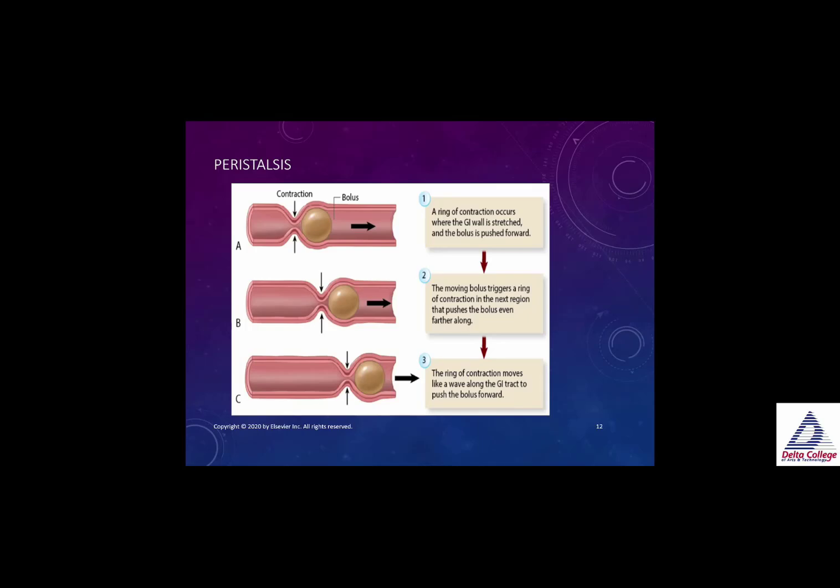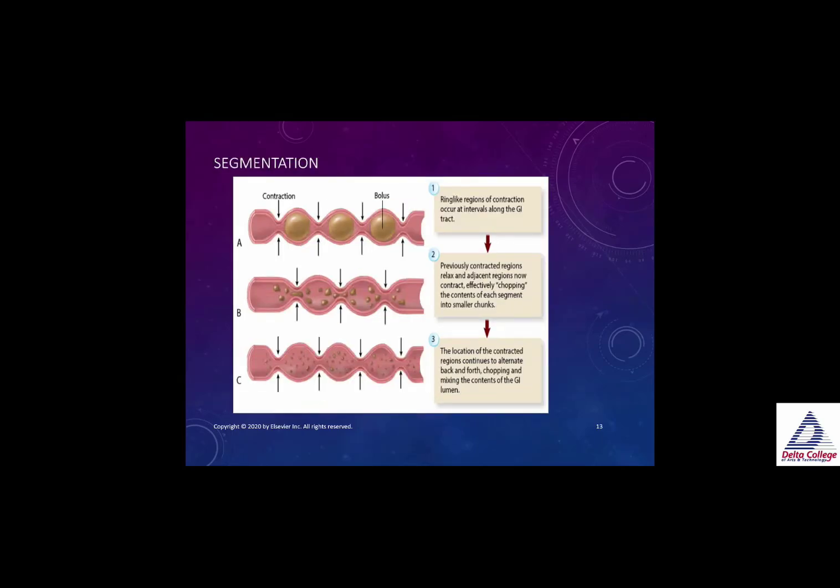This is peristalsis. This occurs in our esophagus, and peristalsis also occurs in our intestines. Segmentation is where it's a back and forth movement to try to break it down into smaller and smaller, basically chopping it into smaller chunks.